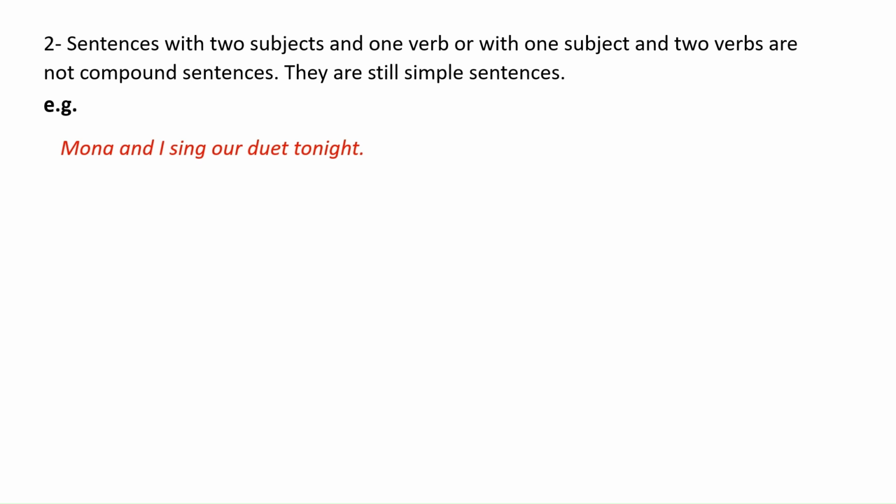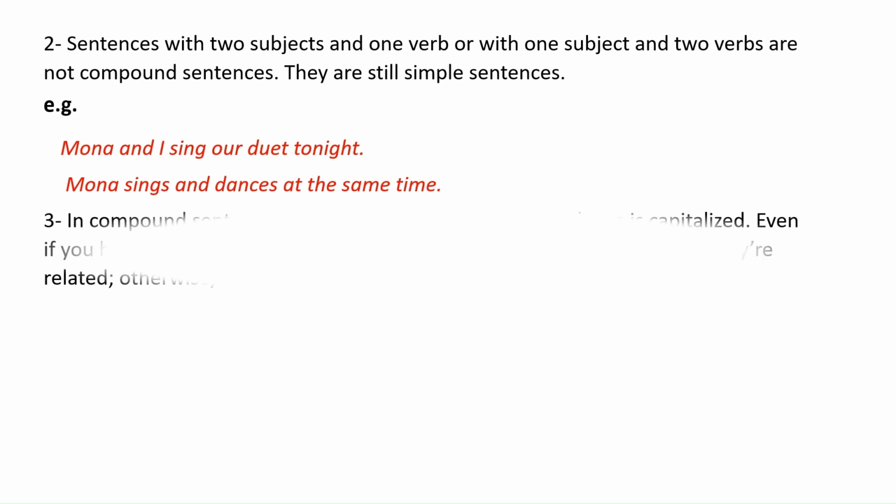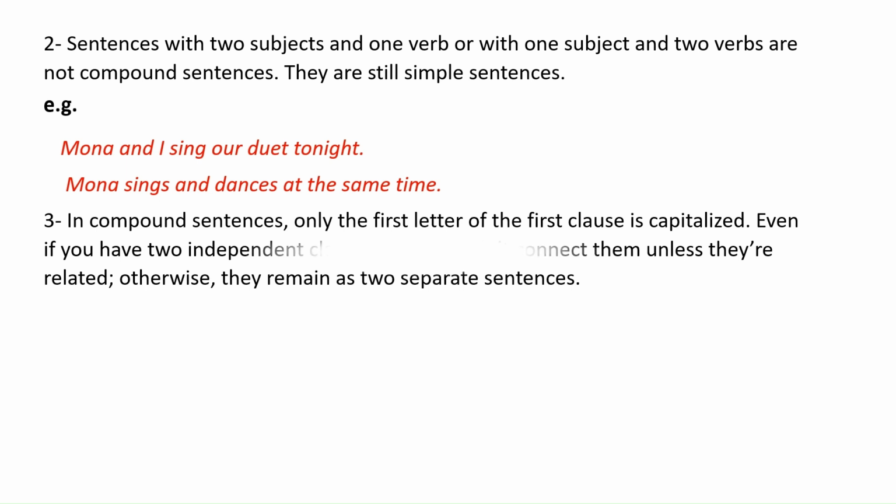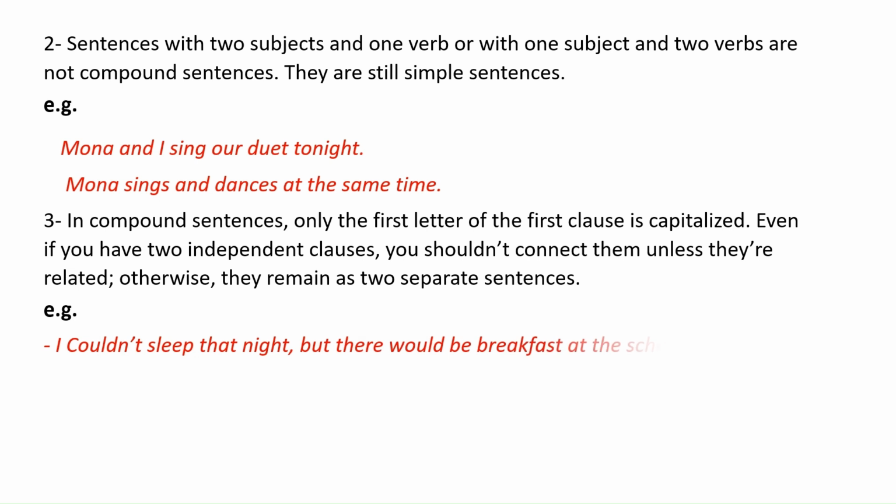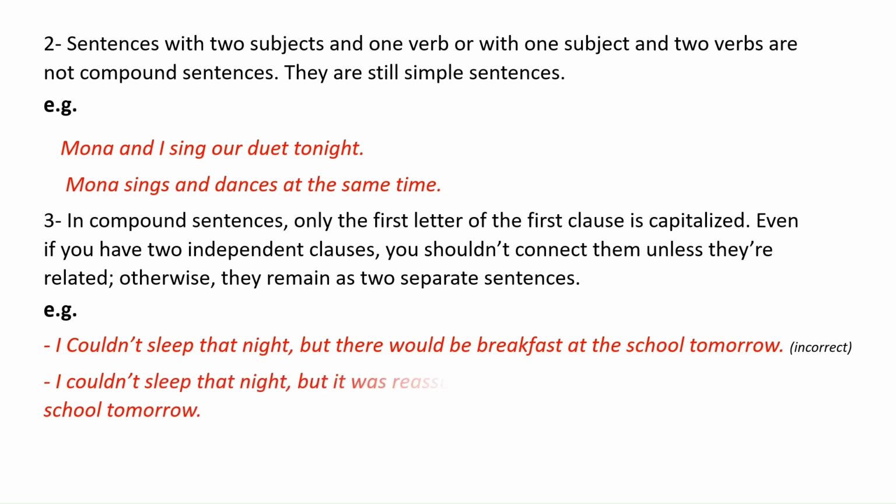In compound sentences, only the first letter of the first clause is capitalized. And even if you have two independent clauses, you shouldn't connect them unless they are related. Otherwise, they remain as two separate sentences. Example: "I couldn't sleep that night, but there would be breakfast at school tomorrow." This is grammatically incorrect. The correct compound sentence could be: "I couldn't sleep that night, but it was reassuring to know there would be breakfast at the school tomorrow."